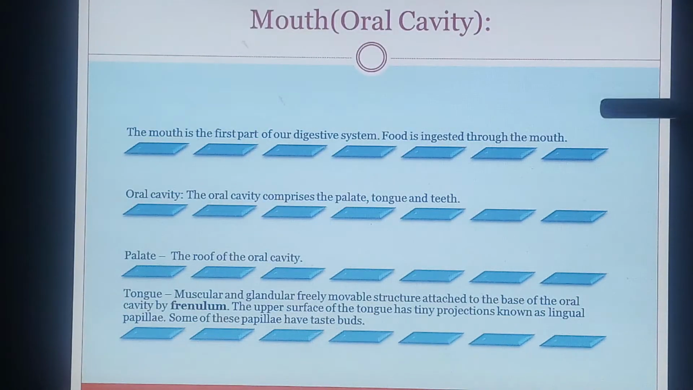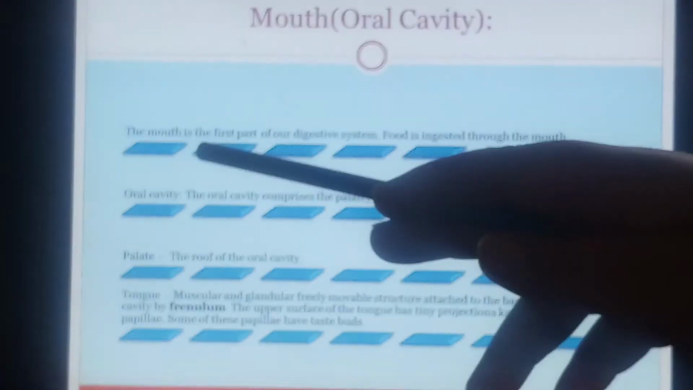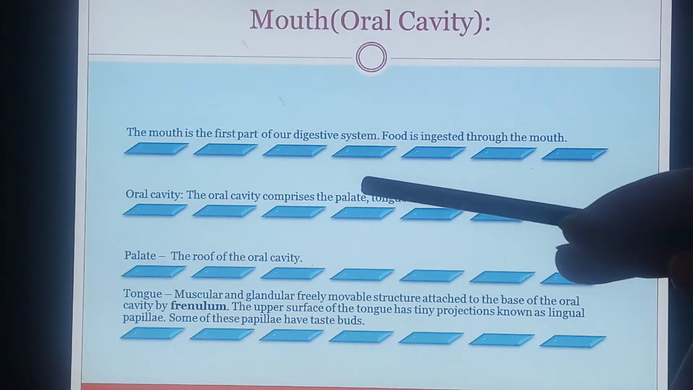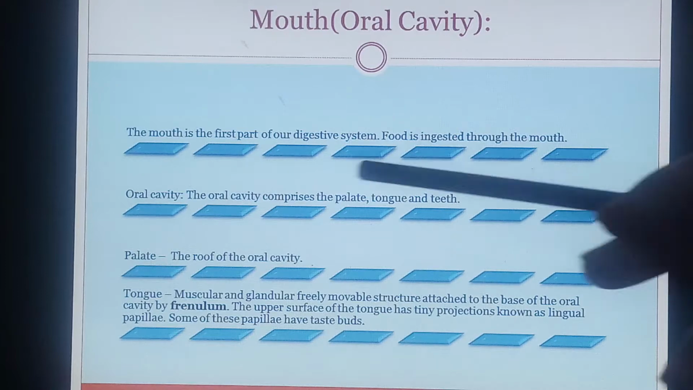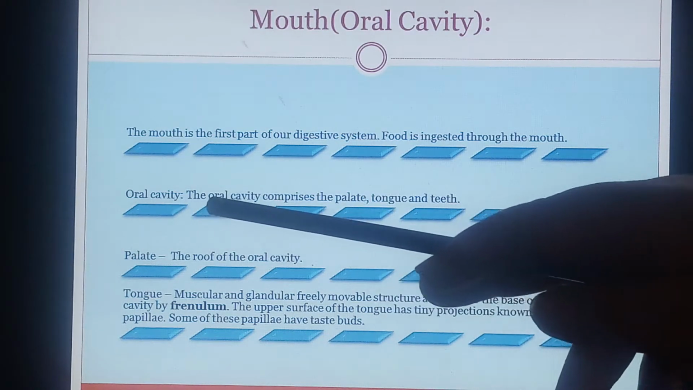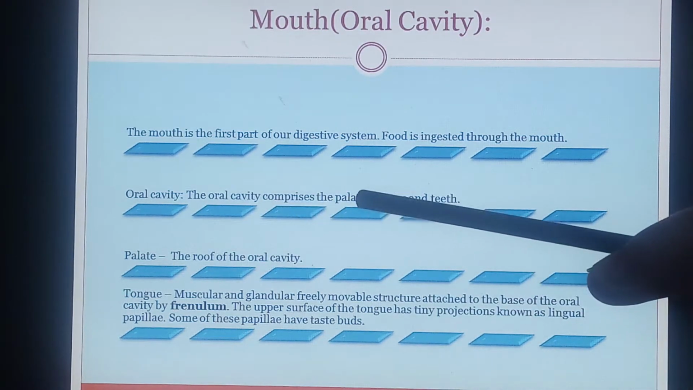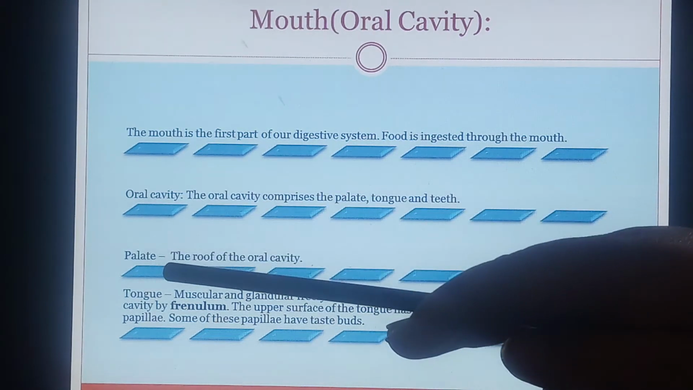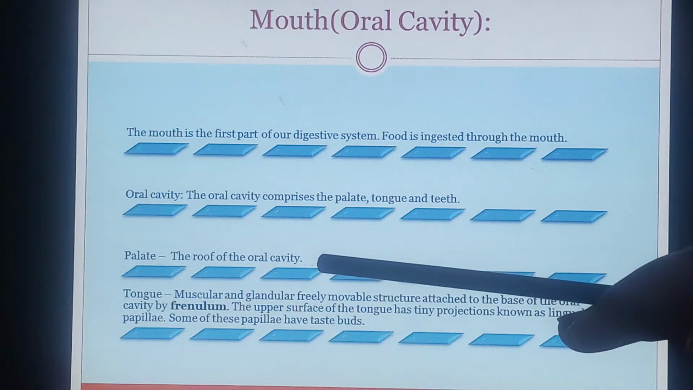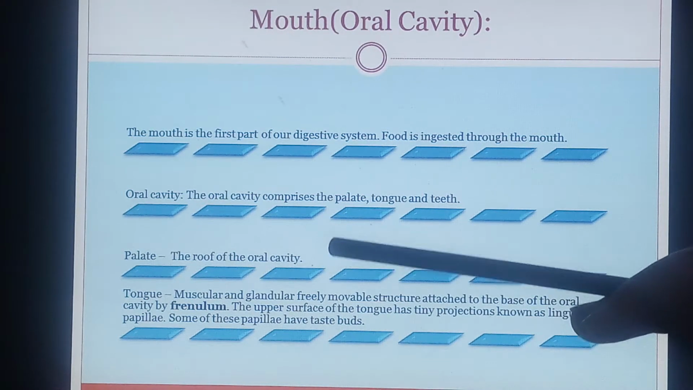Now, next is the mouth or the oral cavity. The mouth is the first part of our digestive system; the food is ingested through the mouth. We take in the food through this part. The oral cavity comprises the palate, the tongue and the teeth. So palate, what is palate? That is the roof of our oral cavity, that is called the palate.